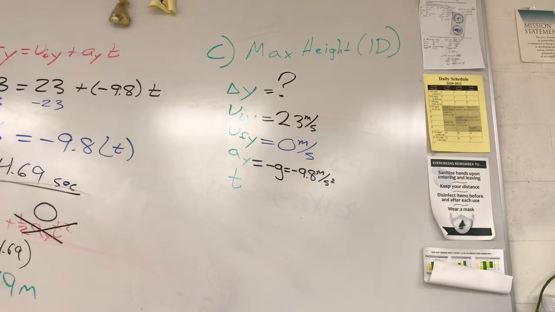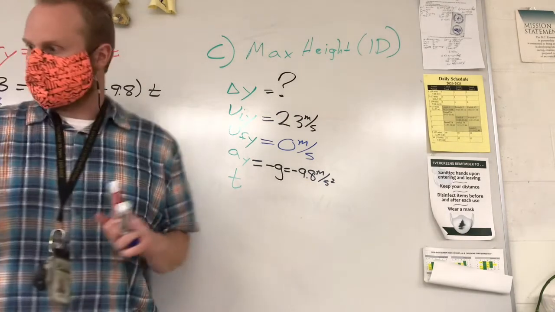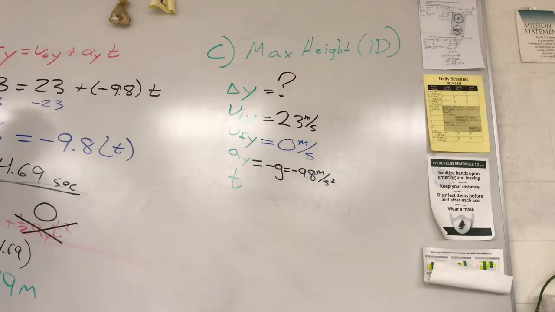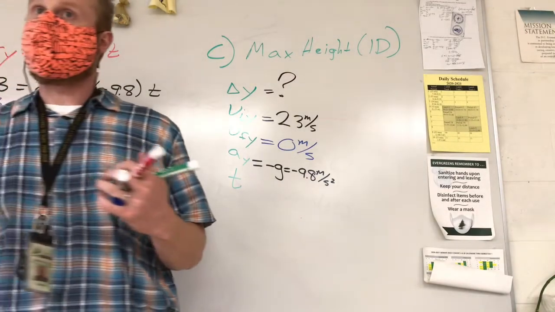That alone is enough information to solve for this. We could use equation number 4 because there's no time. However, we actually do know one more piece of information. In the previous part, we determined the total time in the air. Because it was a delta y is equal to 0 problem, the total time in the air is twice the time it took to get to max height. The time is 2 times larger than the time to max height.